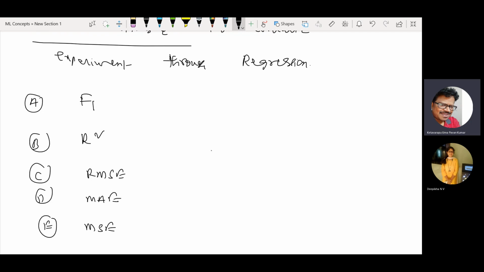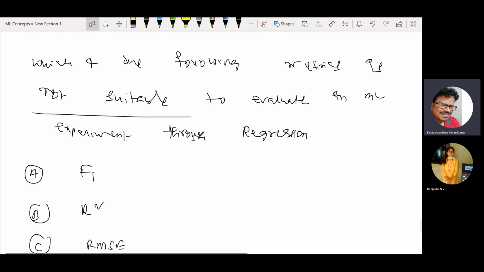Okay. So you need to eliminate the metrics which do not belong to regression. Let us try to understand the question first. Which of the following metrics is not suitable to evaluate an ML experiment through regression? Just now we have seen regression is an algorithm belonging to supervised learning, and regression is used to establish a relationship between the dependent and the independent variable. That is the basis for regression.